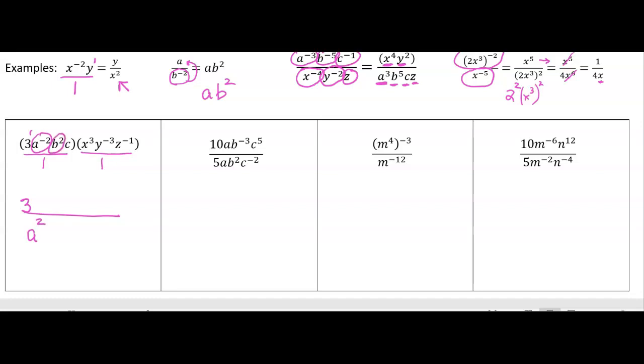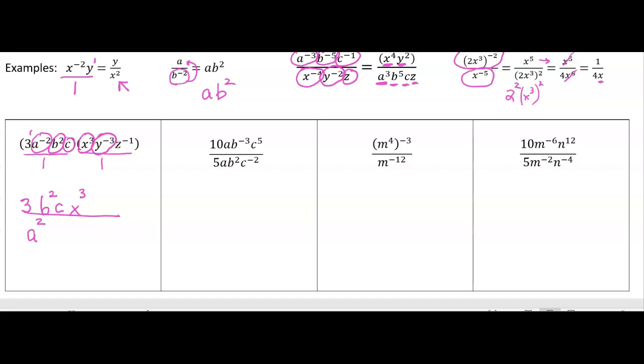B to the positive 2, it's happy up there. Leave it where it's at. This is C to the positive 1. Leave it in the top. It's happy. Okay, now we'll go to the next one. The x to the 3rd, it's already in the top and it's happy. So leave it up there.